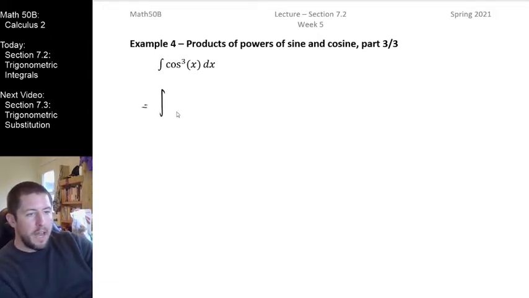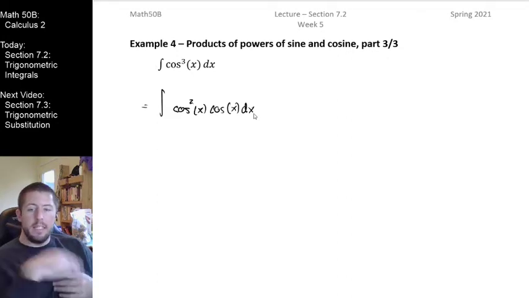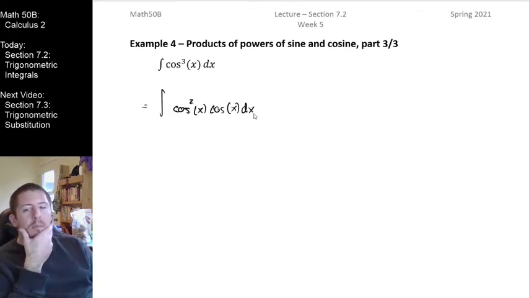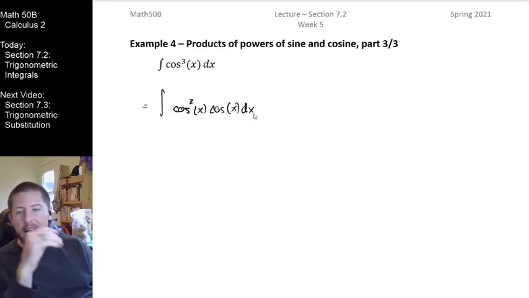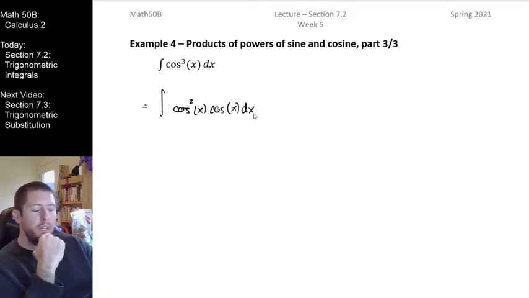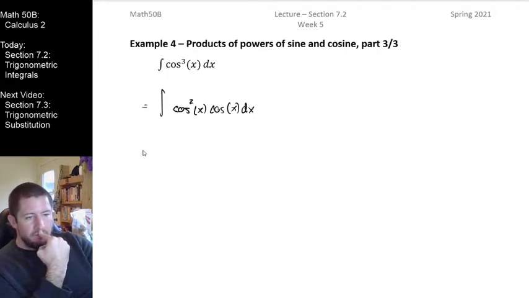I think it's going to be nice to rewrite this as cosine squared of x times cosine of x dx. And again, what I'm not seeing here is any obvious action that I want to perform, because I don't see a part and its derivative. But I'm thinking, cosine has a derivative that's sine, it's negative sine. I don't care about the negative. I can always deal with constant multiples when I'm doing integration. Is there any way to get some sine into this stuff? Well, yeah, we can just do the same move we saw before.